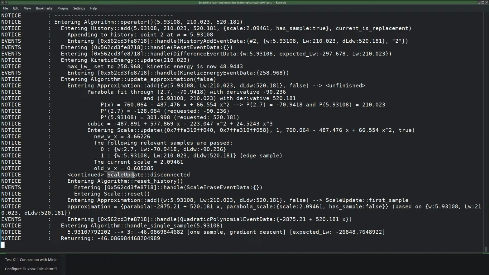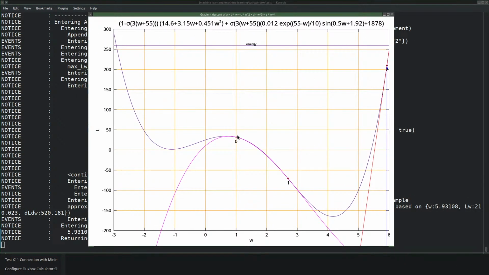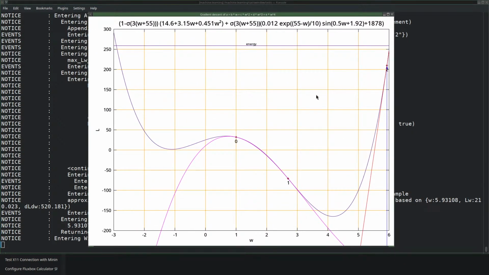Oh, this happened. Scale update disconnected. Reset. Oh, we did a reset. Yeah, that should not happen. The whole idea of my new code is that I'm perfectly fine with this overshoot. It should just say, well, we go from 1 to 2. I mean, there's nothing wrong with that. It's very obvious that we missed this minimum.